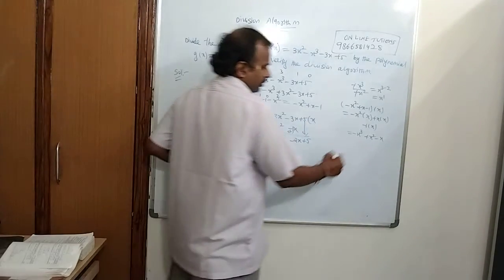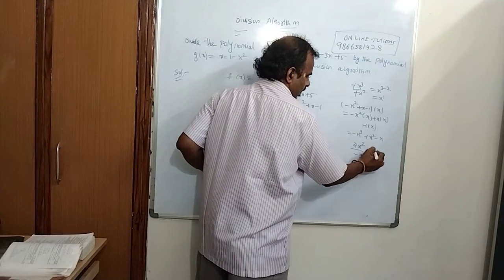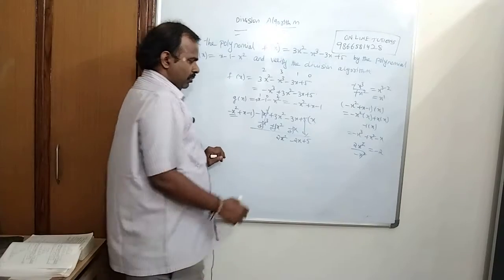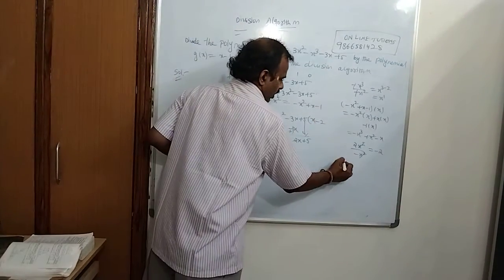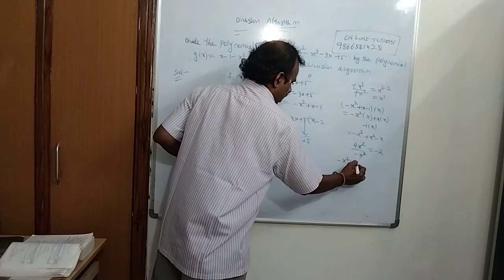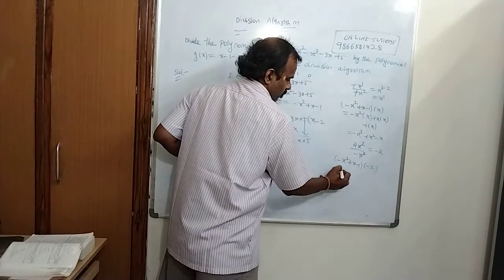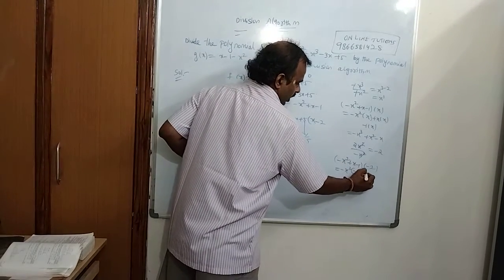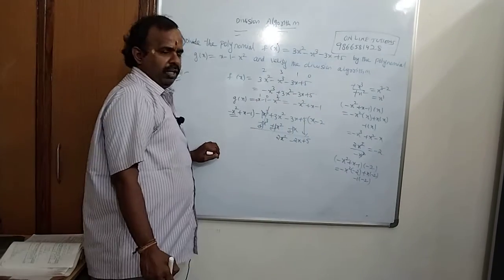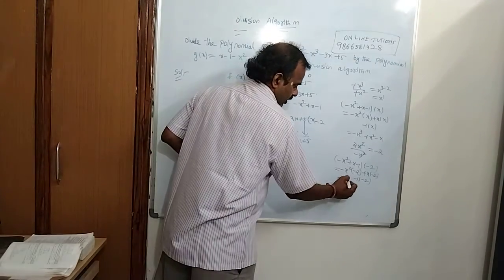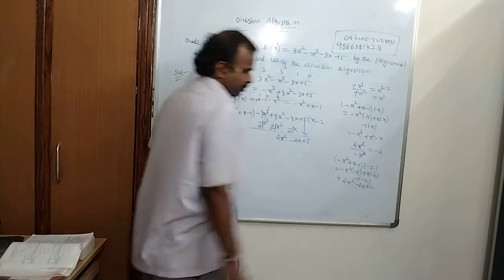Now 2x square divided by minus x square cancels, so it is minus 2. So write here minus 2. Now minus x square plus x minus 1, into minus 2. So that is equal to minus x square into minus 2, plus x into minus 2, minus 1 into minus 2. So minus into minus is plus 2x square, minus 2x, plus 2.